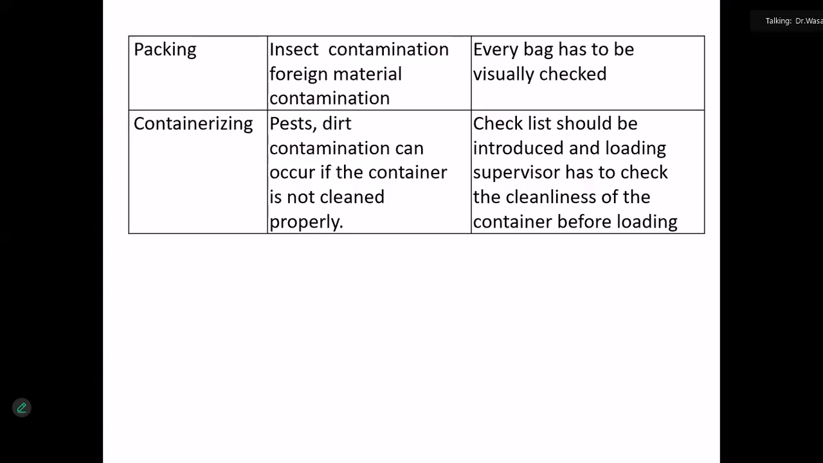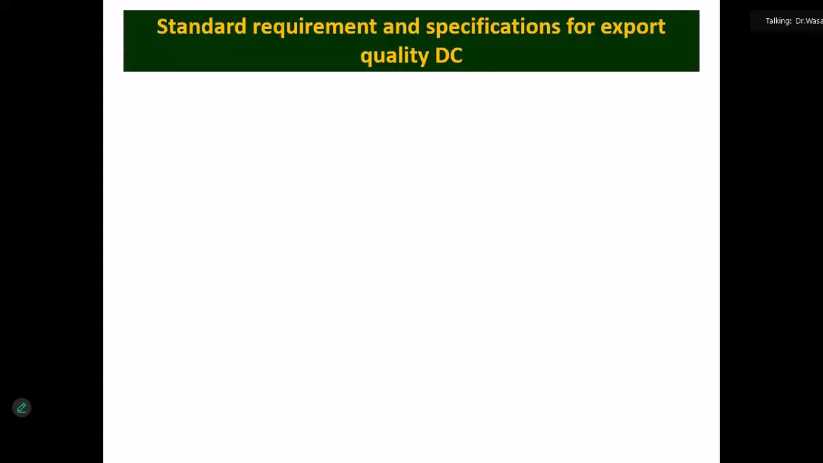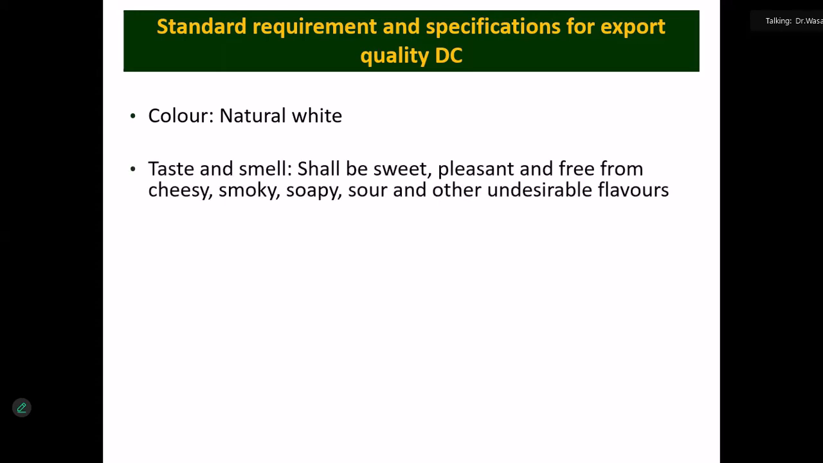Likewise, all parts you can do inspection. You can read them. Finally, what are the standard requirements of DC for export? In DC, color should be natural white. Taste and smell should be sweet, pleasant and free from cheesy, smoky, soapy and sour.